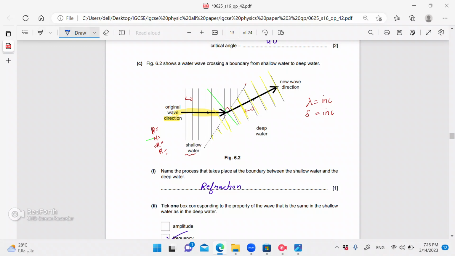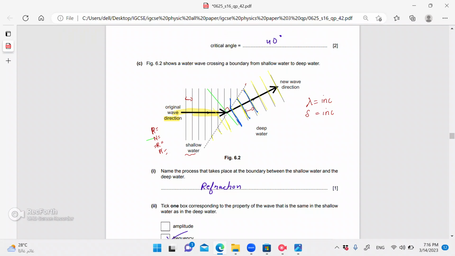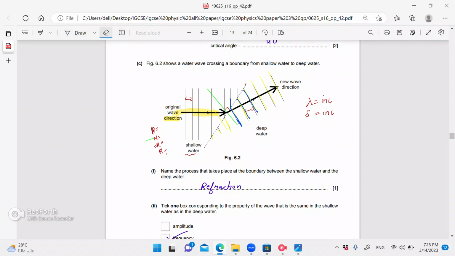So how will you draw the new wave? You will draw your new wave perpendicular to the refracted ray. Perpendicular to the refracted ray, like this, perpendicular, 90 degrees. Suppose this is your incident, so it should be perpendicular to the refracted ray.